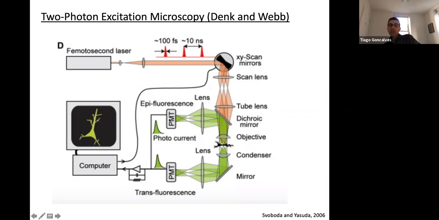And as I said, for your collection of fluorescence, you want to collect as much fluorescence as possible. You can even collect fluorescence from the side of the mouse. It doesn't really matter.